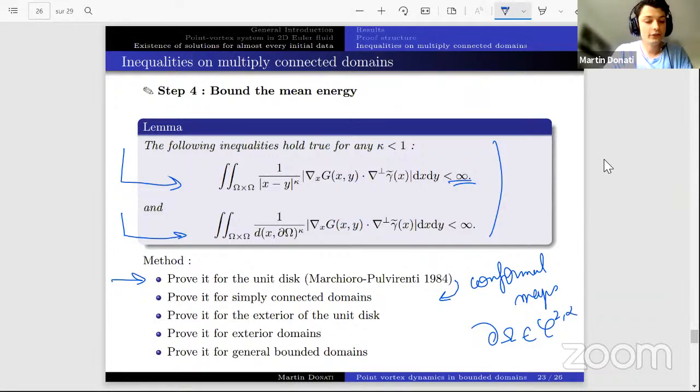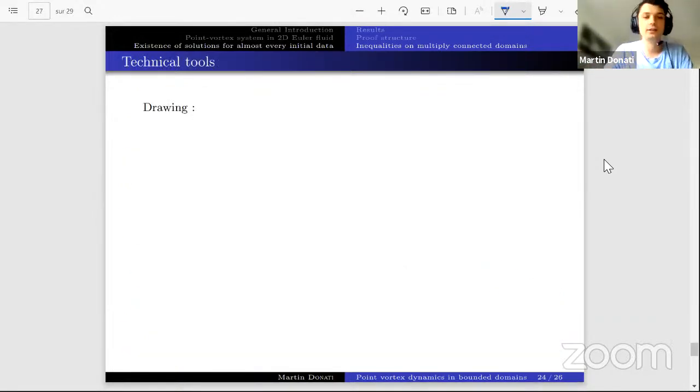Then we prove that the same inequality holds true for the exterior of the unit disk. And then again, we use conformal maps to go from the exterior of the unit disk to the exterior of any simply connected domain. And at the end, we gather everything using some elliptic analysis to prove it for a general bounded domain. So I will finish by drawing this proof, drawing something to understand properly.